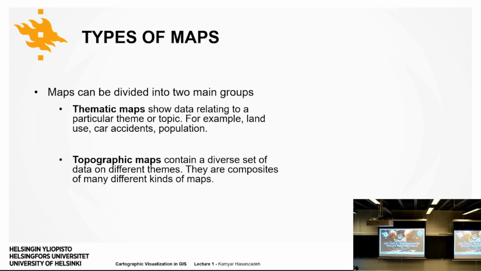So about types of maps, and today we already made one thematic map. Generally speaking, we have two types of maps. We have thematic maps that show data relating to a particular theme or topic, for example, land use or car accidents or population. Then we have topographic maps that contain a diverse set of data. These are just more general purpose maps where we have different layers of data combined. So they are less specific. It depends on where you're working and what you're doing, but we see thematic maps more often nowadays, but we also have topographic maps.